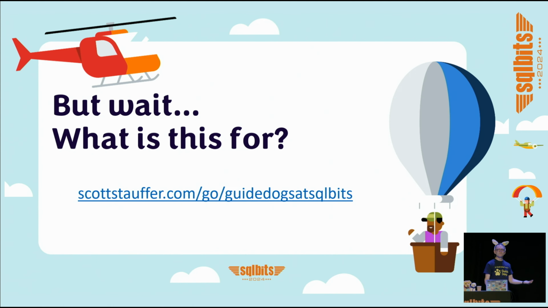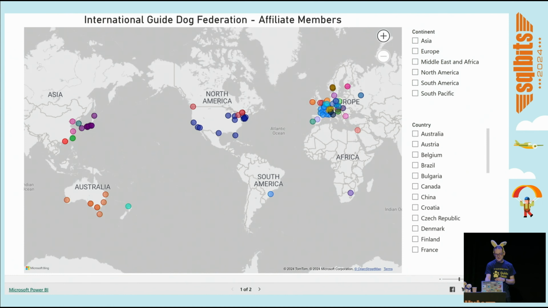But what is this all for? What are we attempting to do at the end of this? At the end of the second leg of the journey, what we would hope to produce is something that looks a little bit like this.